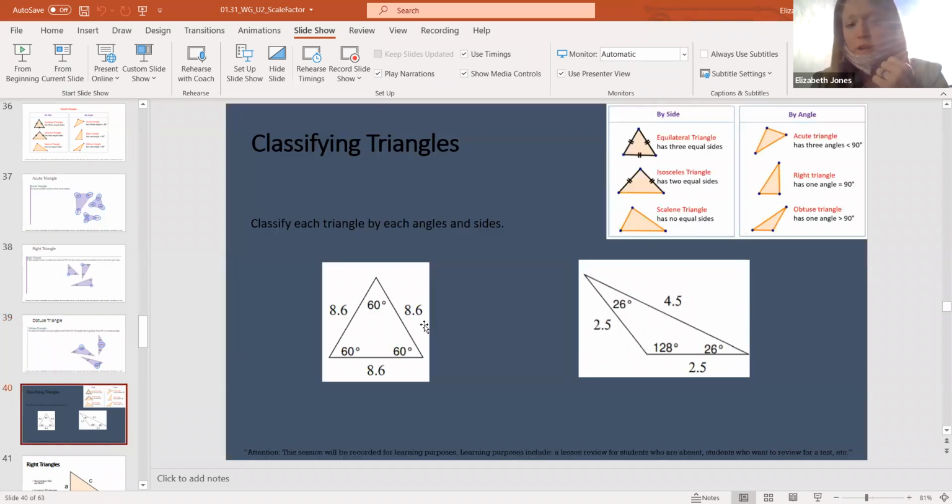So when we look at these right here, we would say it's an equilateral triangle because these 3 sides are all equal. When we're going here, you see how we have 2 that are equal? So it would be an isosceles.